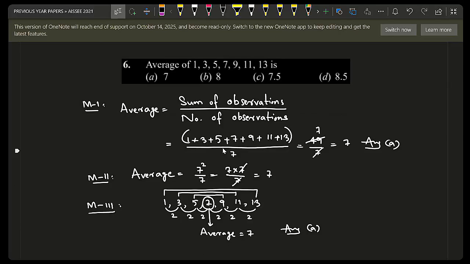So in the numerator, I have added all of them, 1 plus 3 plus 5 and so on up to 13. If you add all of them, you are getting 49. 49 divided by 7. You can cancel by 7. 7 ones and 7 sevens are 49. Answer is 7. You remember that formula, average is sum of observations by number of observations.